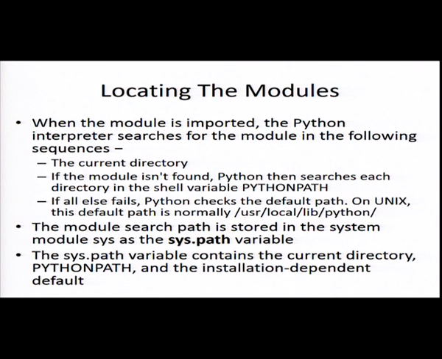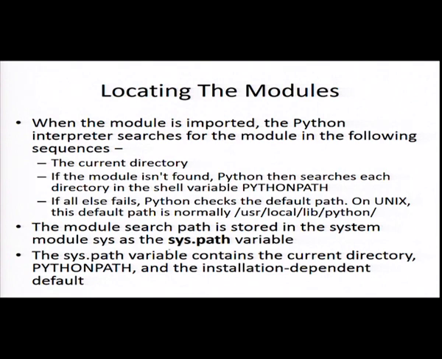variable PYTHONPATH. Even if the module is not available in the PYTHONPATH, where will it search then? If everything else fails, Python checks the default path. On Unix, the default path is normally /usr/local/lib/python. The module search path is stored in the system module sys as the sys.path variable.